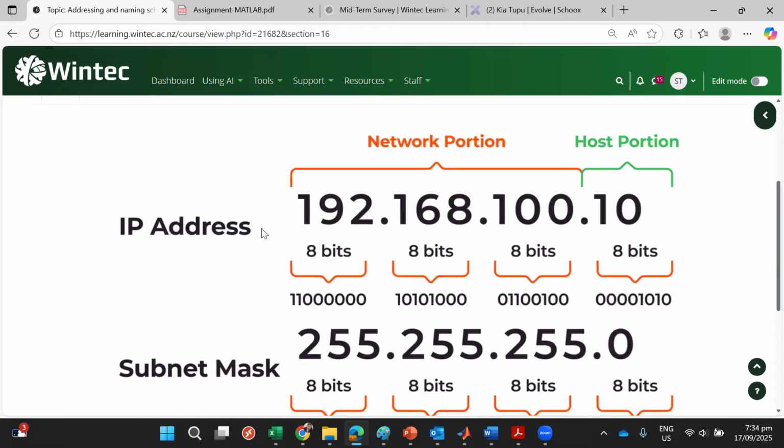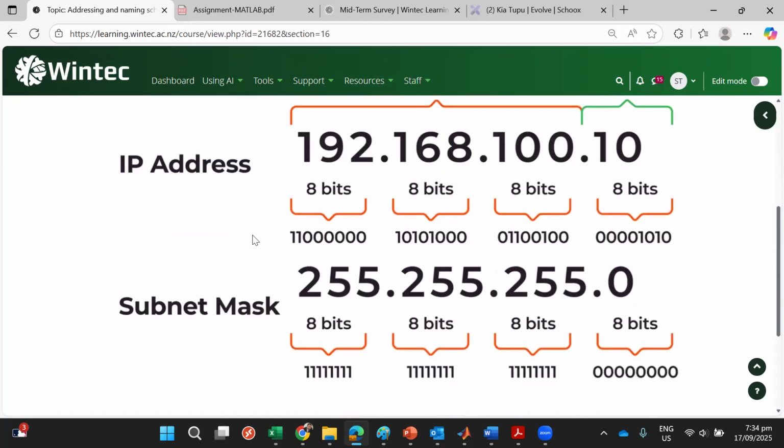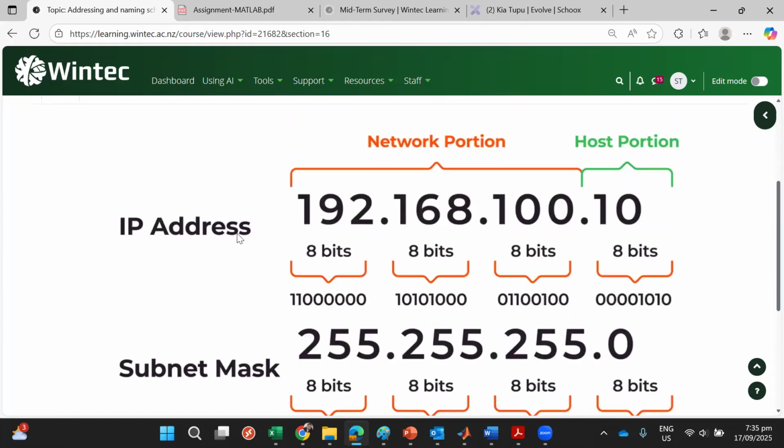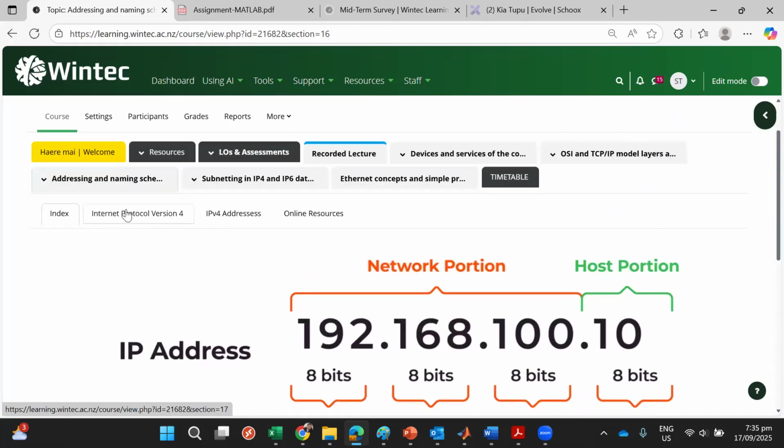We will also learn about the necessity of the subnet mask. So today mainly we will spend most of our time on IPv4 and the subnet mask. And later, if we have some time, probably we'll start discussing subnetting.